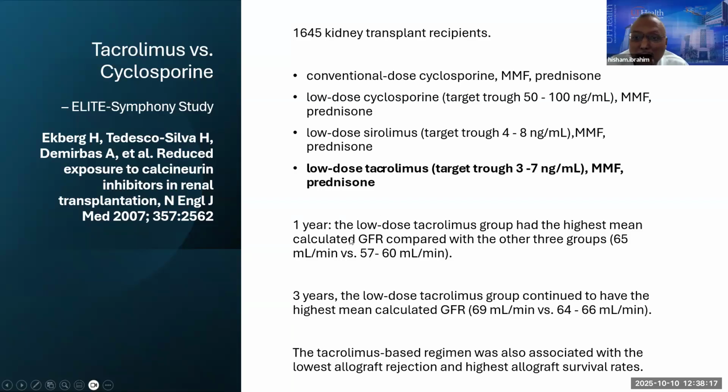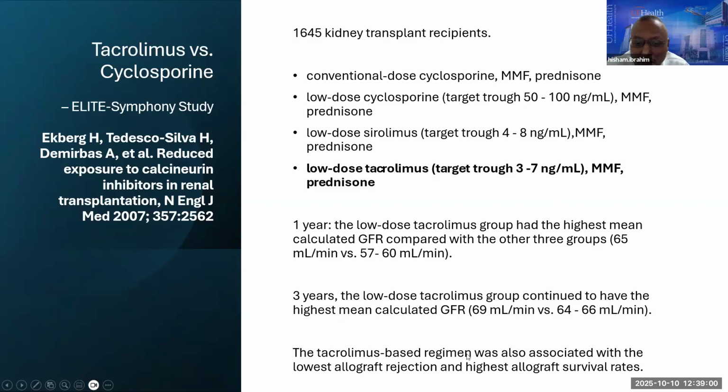So the endpoints of the study were GFR at the end of the first year and at the end of 3 years, and the study showed that the low dose tacrolimus group had the highest calculated GFR compared to the other 3 groups. So let me see here. Yeah, so 65 compared to 57 to 60. At 3 years, 69 compared to 64 to 60. So these are significant differences that were seen at 1 and 3 years.